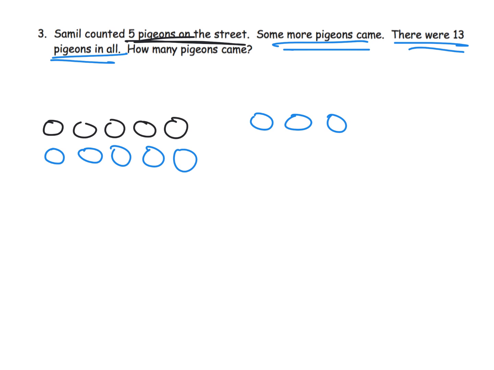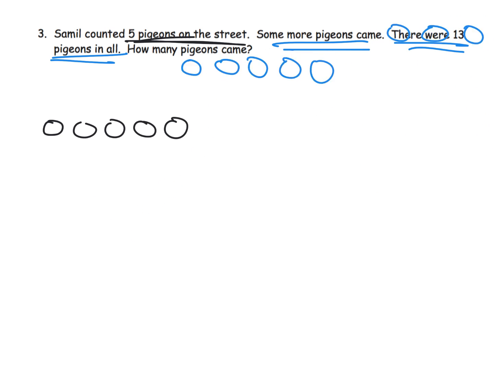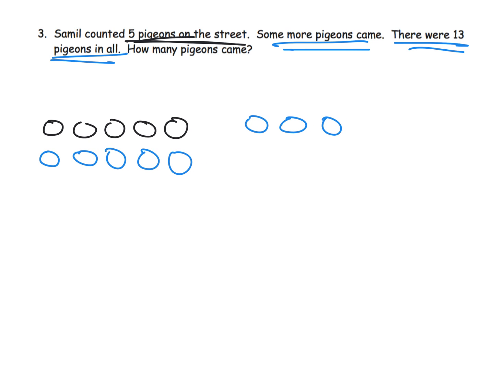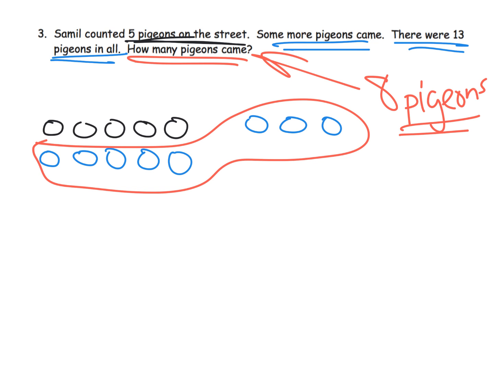What I've got here is all these are the pigeons that arrived later. The first 5 filled out the 10 frame plus 3 more. So how many pigeons came? What's that answer right here? It's these 8. So the answer is 8 pigeons came. I should write this in a complete sentence, but I'm not, because this video is for parents and teachers. So it says 8 pigeons arrived.